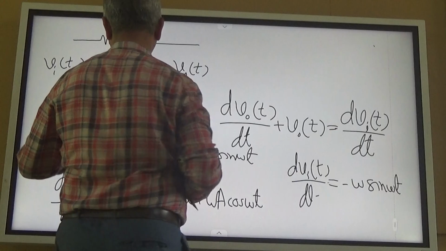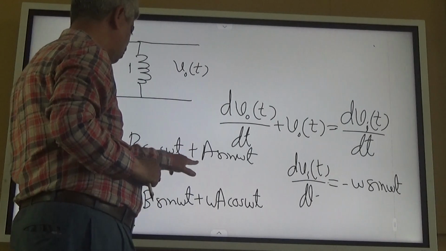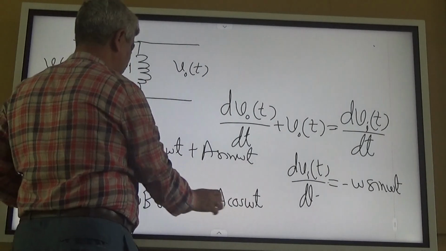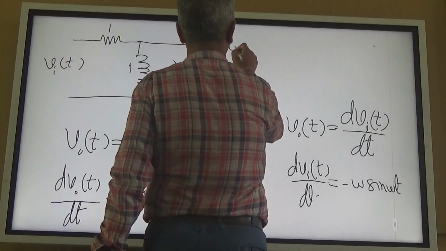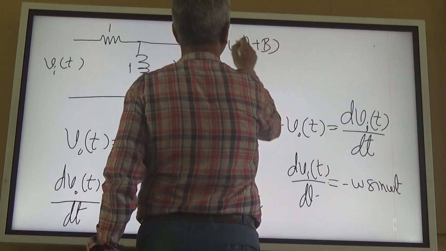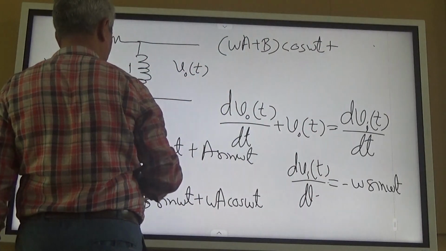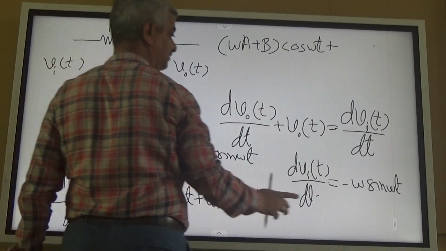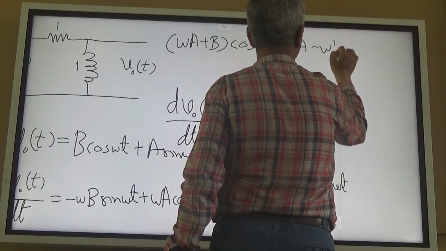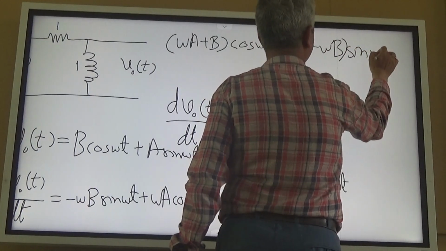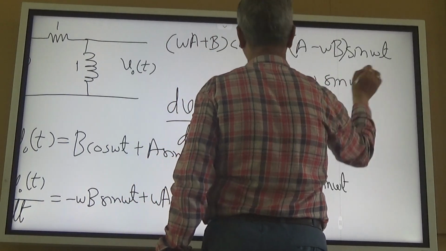we get dVo(t)/dt plus Vo(t) is equal to this. So when we add these two, what can we do? We club cosine terms, we club sine terms, right? When we club cosine terms, those are (omega a plus b) cos omega t, plus sine terms. Sine terms are (a minus omega b) sin omega t, is equal to what? Minus omega sin omega t. So very simple.